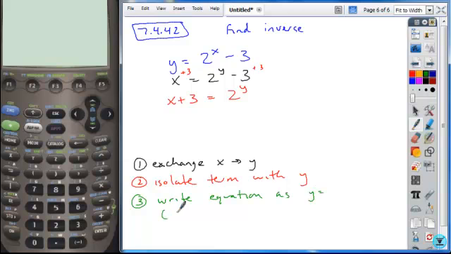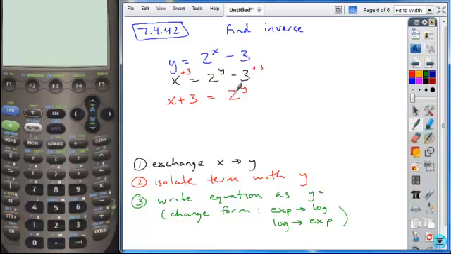And the way that you do that is to change the form of the equation. So in this particular case, we're moving from exponential into logarithmic form, but we may move from log to exponential form. So that's the final step.